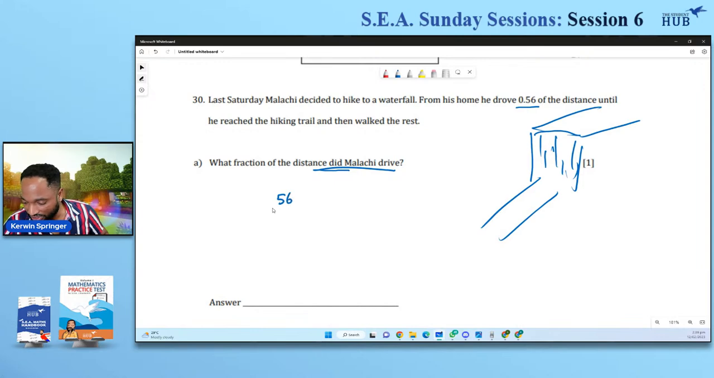Well, that's 56 out of 100. And that can simplify. This is looking like a 4 going into it. That's smelling like it has a factor of 4 inside it. Yes, 4 could go into this 14 times. And 4 could go into this 25 times. So this is 14 out of 25.